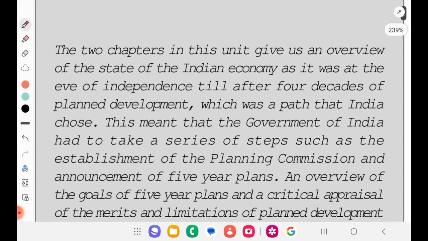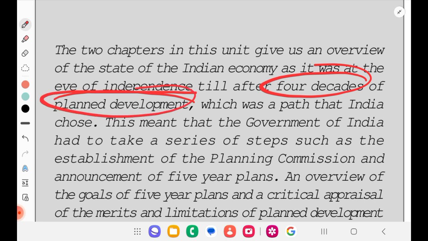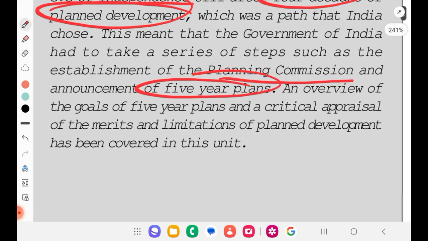The two chapters in this unit give us an overview of the state of the Indian economy as it was on the eve of independence till after 4 decades of planned development, which was the path that India chose. This meant that the government of India had to take a series of steps such as the establishment of the Planning Commission and announcement of 5-year plans. An overview of the goals of 5-year plans and a critical appraisal of the merits and limitations of planned development has been covered in this unit.